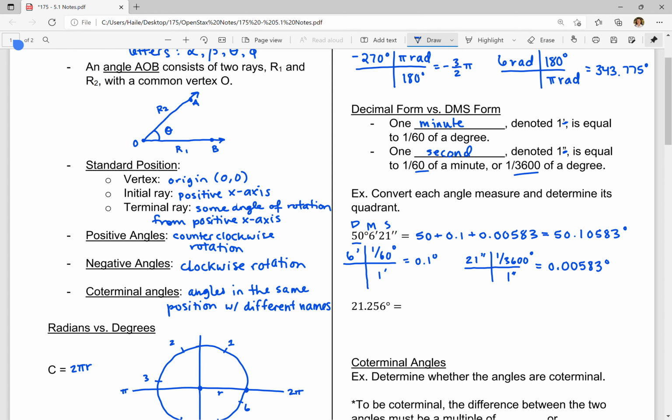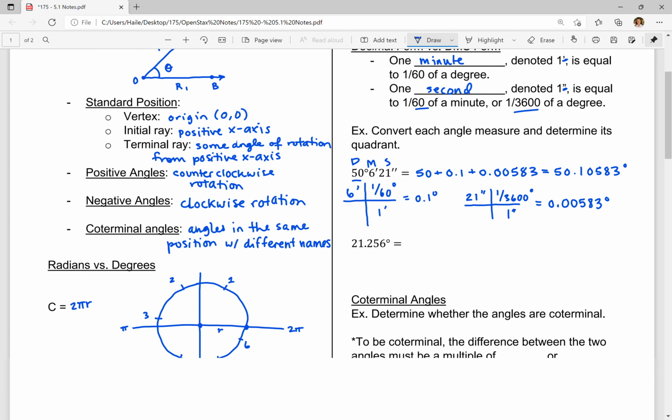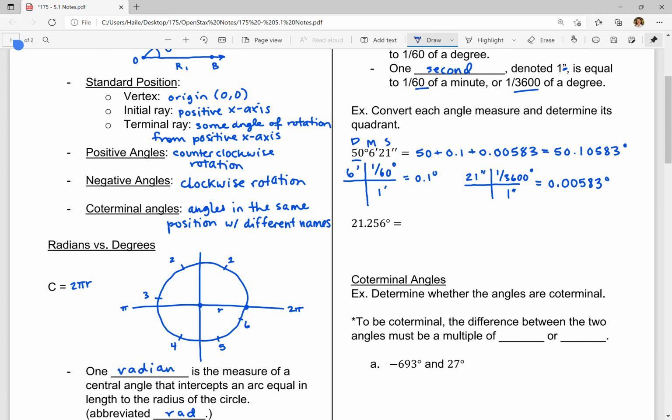Now we're going to go backwards. We're going to start in decimal form and get into DMS form. So let's see how to do this. Our degrees are going to stay the same, and what I mean by that is this whole number on the outside, you're going to keep as 21 degrees. So really the only part we're going to be looking at is this decimal that comes after the degrees. We want to take our 0.256 and convert it into minutes.